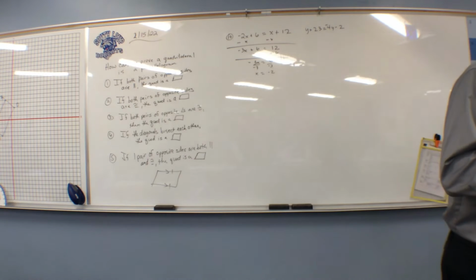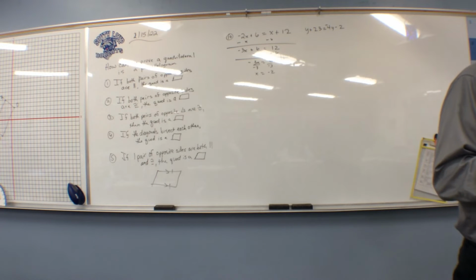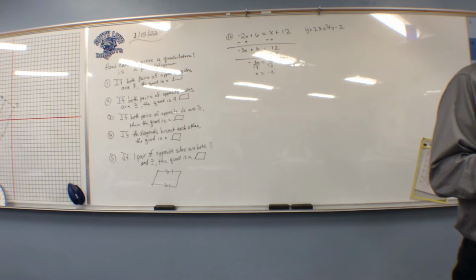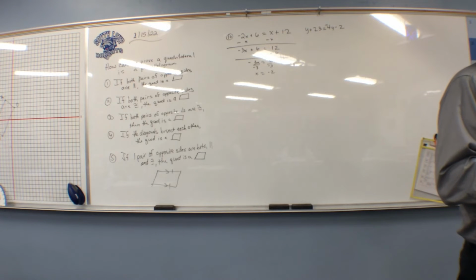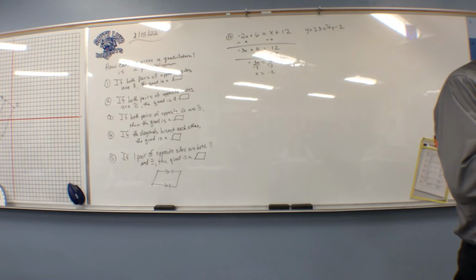Distance is going to tell us that the sides are equal. I'm going to say it again because I don't think you're listening. Distance is going to tell us that the opposite sides are equal. Okay? Slope is going to tell us that opposite sides have the same slope. If they have the same slope, then they are parallel.